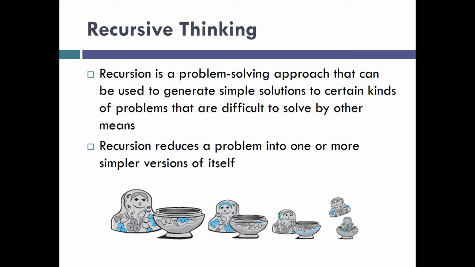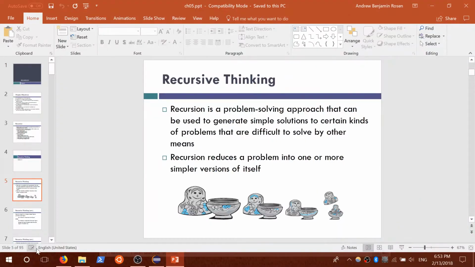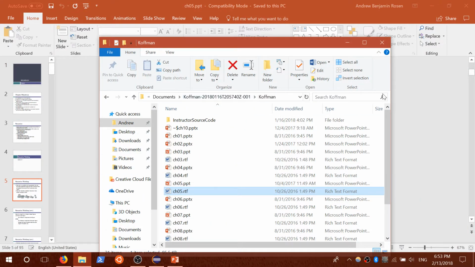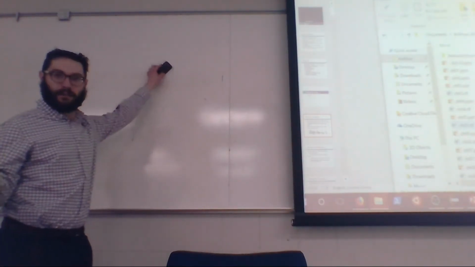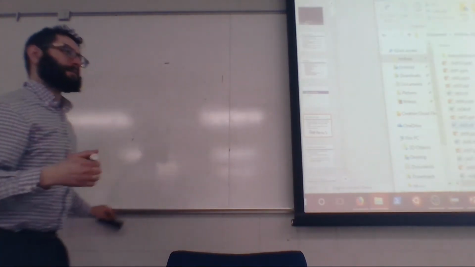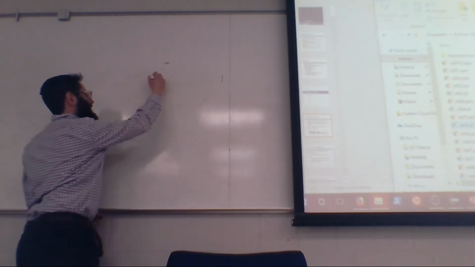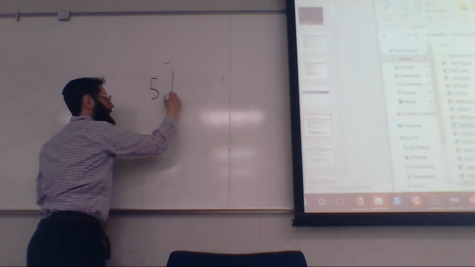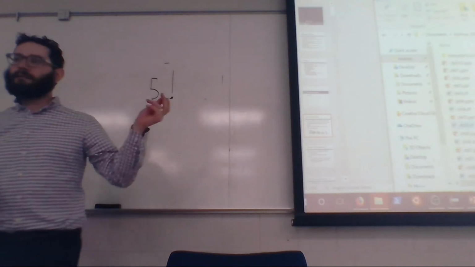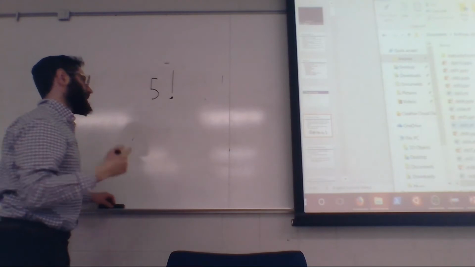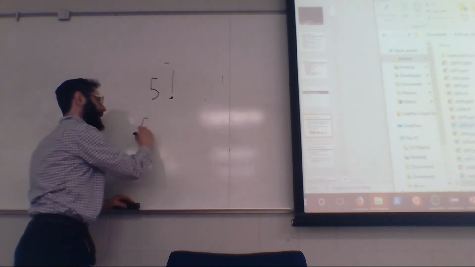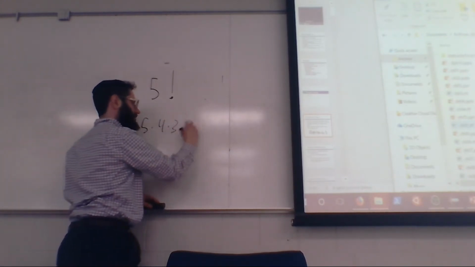Let's look at the classic recursive problem, and maybe we'll start to see how that makes sense. The classic recursive problem is the factorial function, okay? Okay, so the factorial function, right? 5 factorial, right? Anybody need a review of what factorial is? Just in case, 5 factorial does mean 5 times 4 times 3 times 2 times 1.